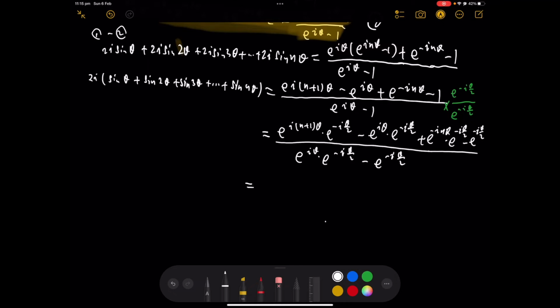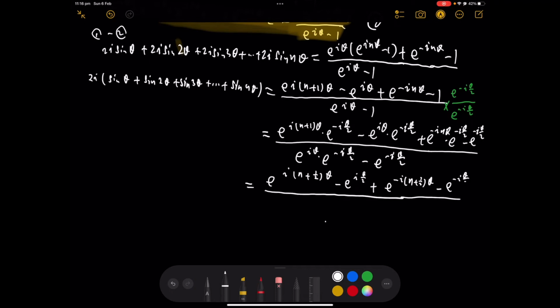I'm going to use the indices in order to multiply them out. So for the first term, when you multiply, you add the powers, right? So the first one is going to give me e^(i(n+1/2)θ). And the second one, minus e^(iθ/2). And the third one is e^(-i(n+1/2)θ). And the last one is minus e^(-iθ/2). And my bottom becomes e^(iθ/2) minus e^(-iθ/2).